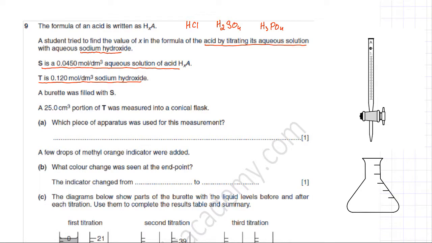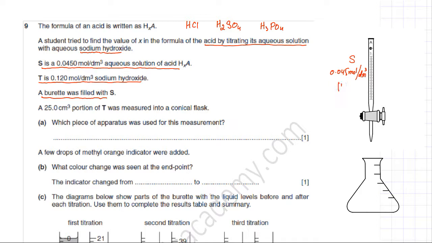So here is my sketch. This is a titrating apparatus. This is the burette with a tap in it. And this here is the conical flask. So the question states that a burette is filled with S. So you're filling this burette with S. So let's write that down. And what is S? S is 0.045 mole per decimeter cube of the solution. This is the acid HxA. S is 0.045 mole per decimeter cube HxA.